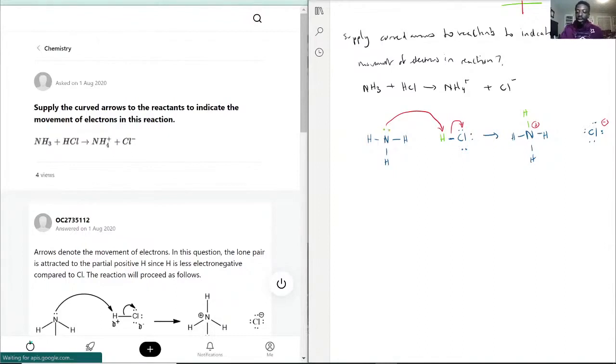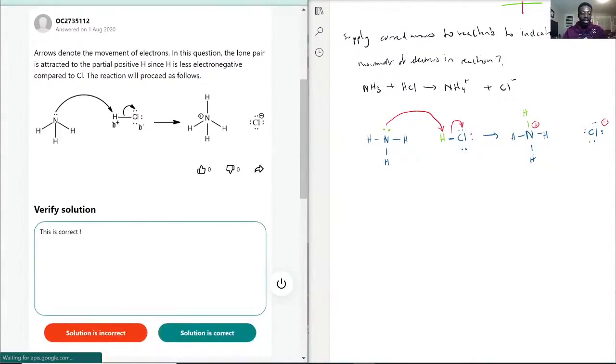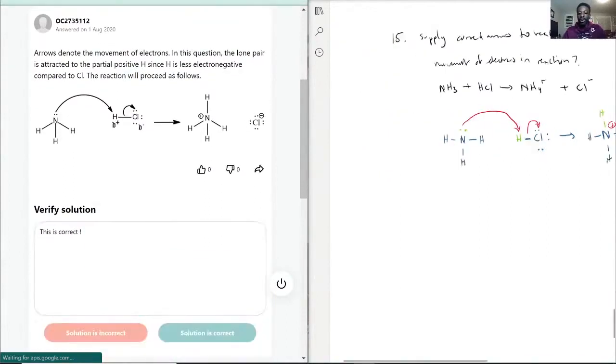So that's how the nitrogen attacks the hydrogen, and then chlorine keeps its bonds, and that's how we get the chloride ion, and that's how we get this ammonium. I know you probably saw the picture already, but yes, this is indeed correct. That is how they would attach to each other.